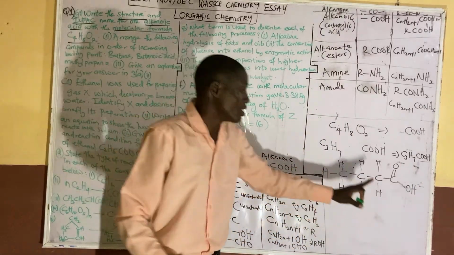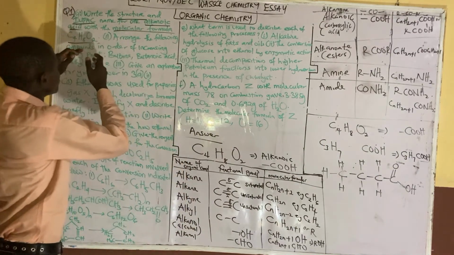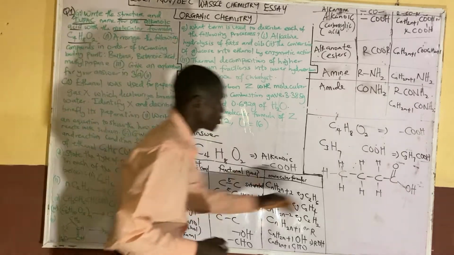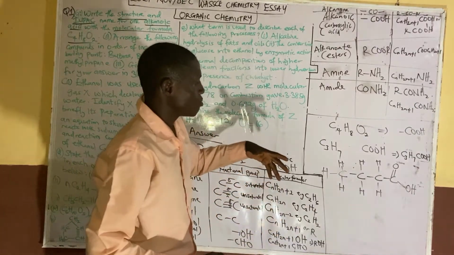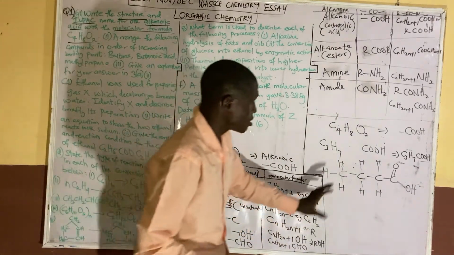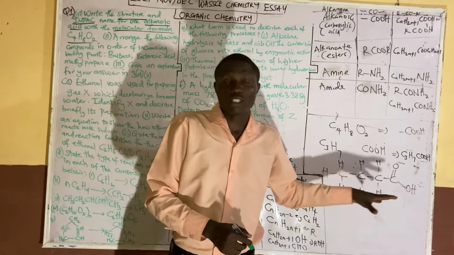Are you following? So this is the structure. Now we have successfully written the structure. Say, write the name also as well. This is the structure, but now you can also write it in another form, because there's something we call isomers. This is the first structure of this compound.